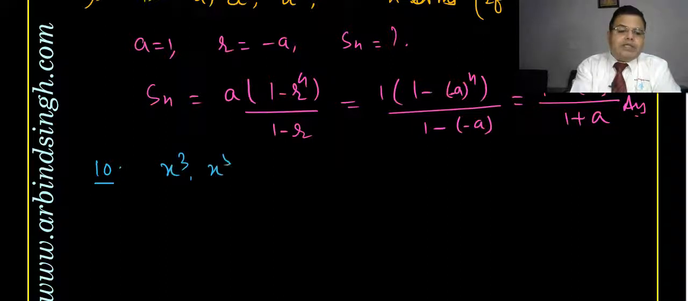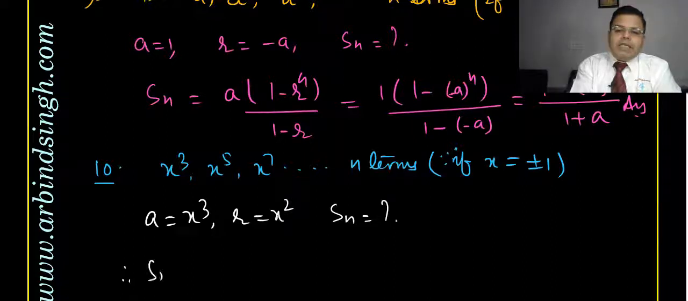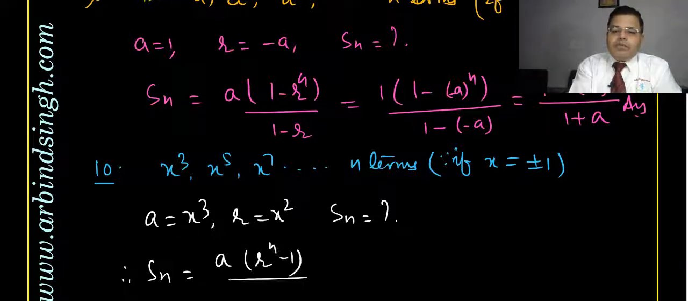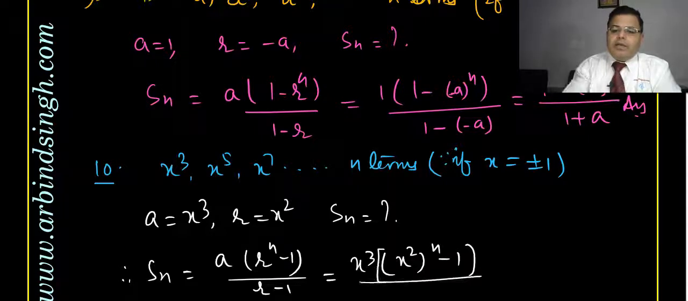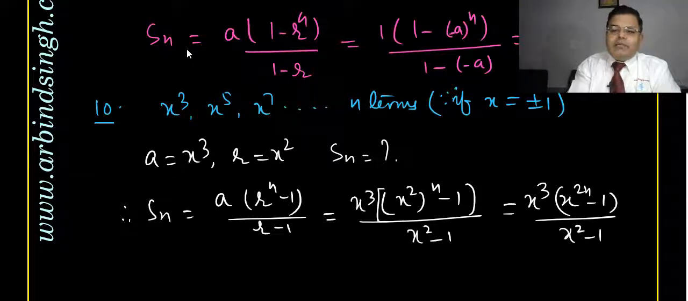Now the next question is the 10th. It is given that x cube, x to the power 5, x to the power 7 up to n terms, if x is equal to plus minus 1. So again here we can calculate it, a is x cube and r is x square. So you have to calculate Sn. Therefore Sn is equal to a r to the power n minus 1 upon r minus 1. So we can write x cube into x square whole to the power n minus 1 upon x square minus 1. So that will be x cube times x to the power 2n minus 1 upon x square minus 1, and that will be the answer.